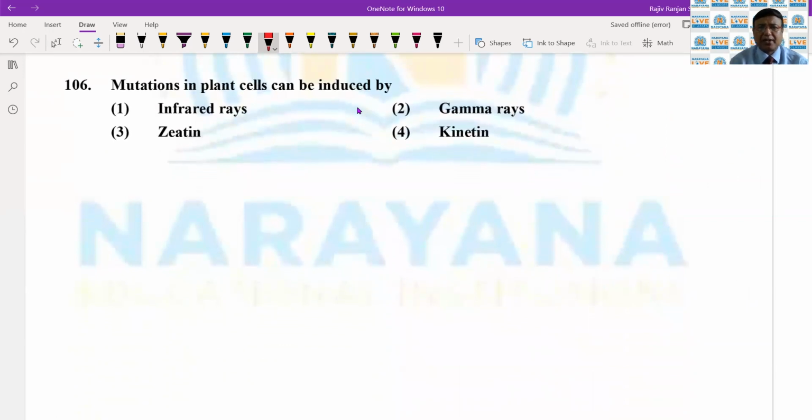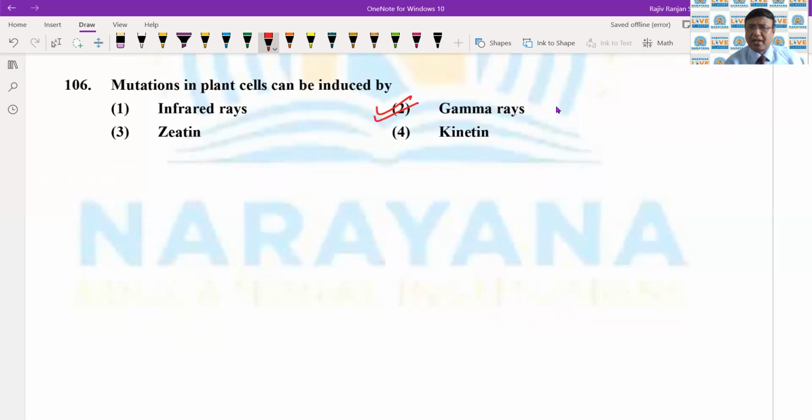Mutations in plant cells can be induced by 1. Infrared rays, 2. Gamma rays, 3. GA3, and 4. Kinetin. So the correct option is gamma rays. Infrared rays are low energy rays. No doubt they are the physical radiations, but they are not visible. They have got a very long wavelength. They are rather felt in the form of heat, and they are not capable of causing mutation in the plant cells.